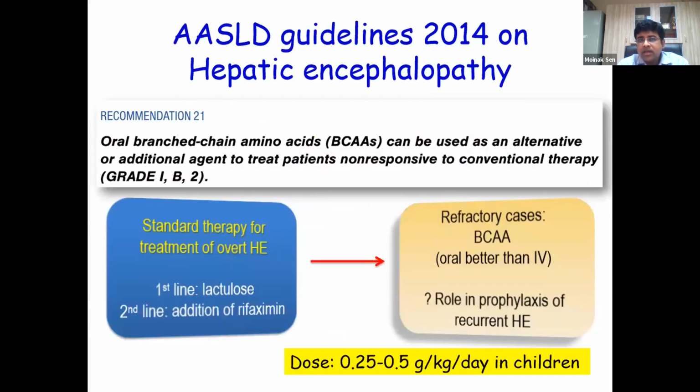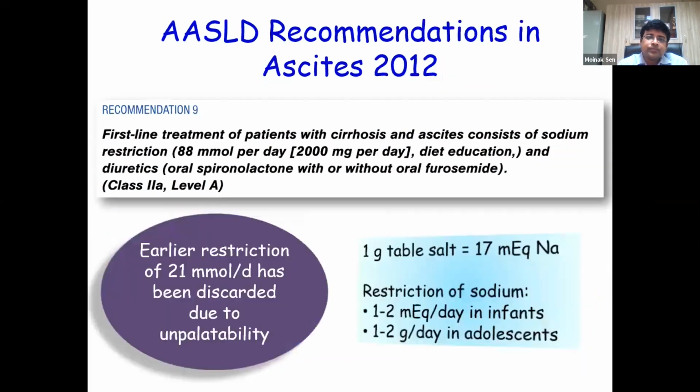So branched chain amino acids are one of the nutritional therapies in cirrhosis, where you give about 0.25 to 0.5 grams per kg per day, but you restrict it to refractory cases of hepatic encephalopathy. You do not give it as a primary therapy in hepatic encephalopathy.